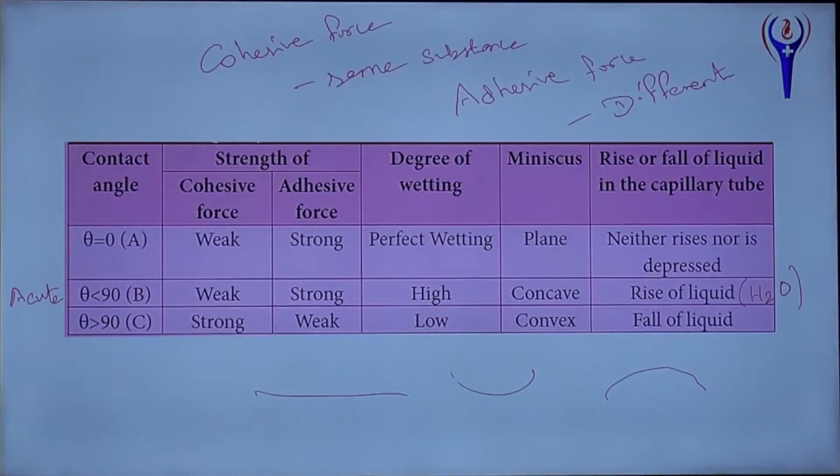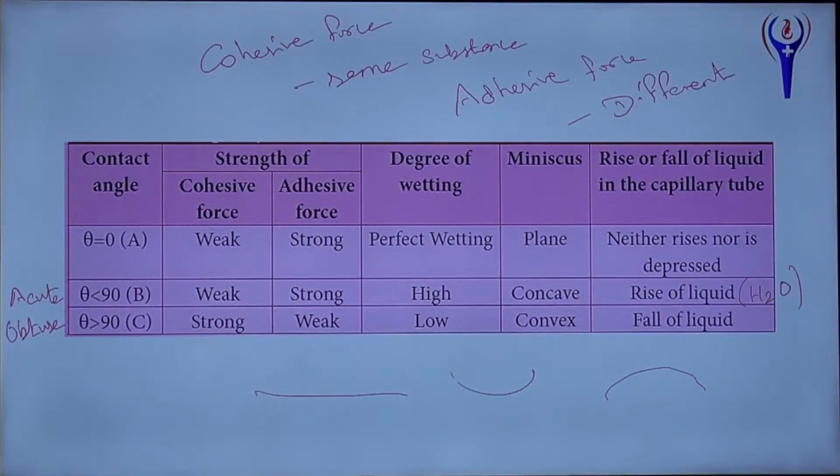And if theta is greater than 90, what is that? Obtuse. Cohesive force strong, adhesive force weak, degree of wetting low. That is why, if you touch water or water with glass, after pouring the water out, if you touch the surface of the beaker, we may feel wetting. Some drops will be sticking on that. But in the same way, if mercury is poured inside a beaker and poured out, and you touch it, there is no wetting, only low wetting. And the meniscus will be a convex meniscus.